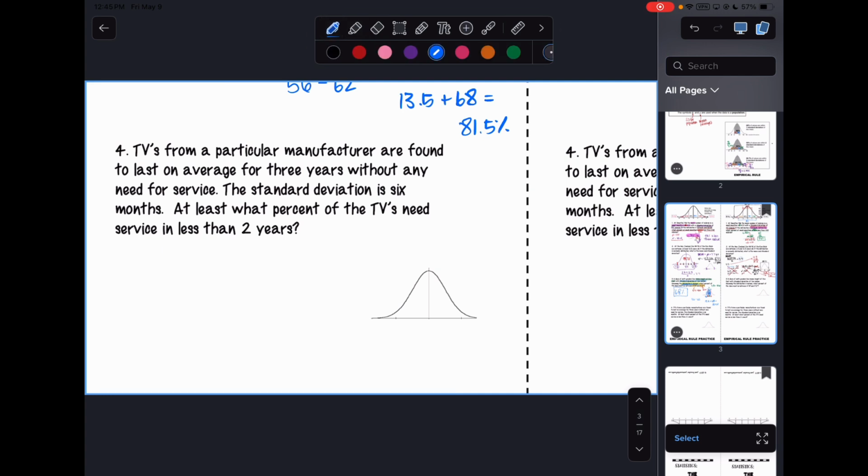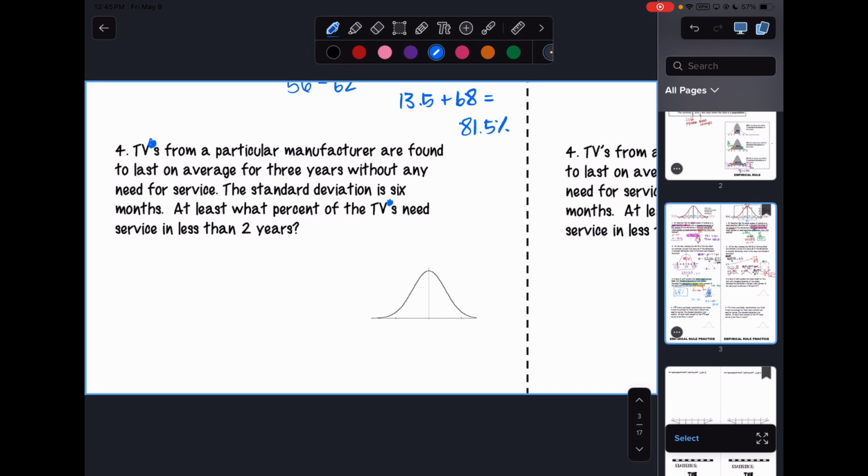Number 4. Miss Bian hates these typos. So TVs from a particular manufacturer are found to last on average for 3 years without any need for service. The standard deviation is 6 months. At least what percent of the TVs need service in less than 2 years?